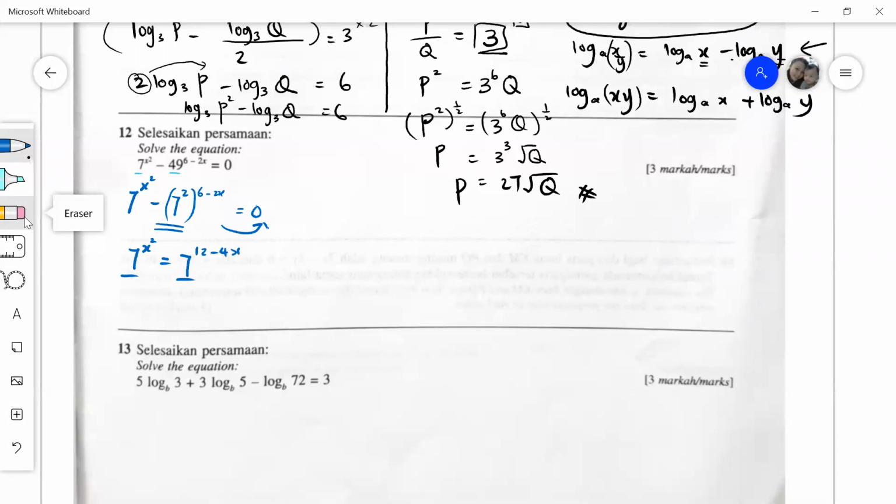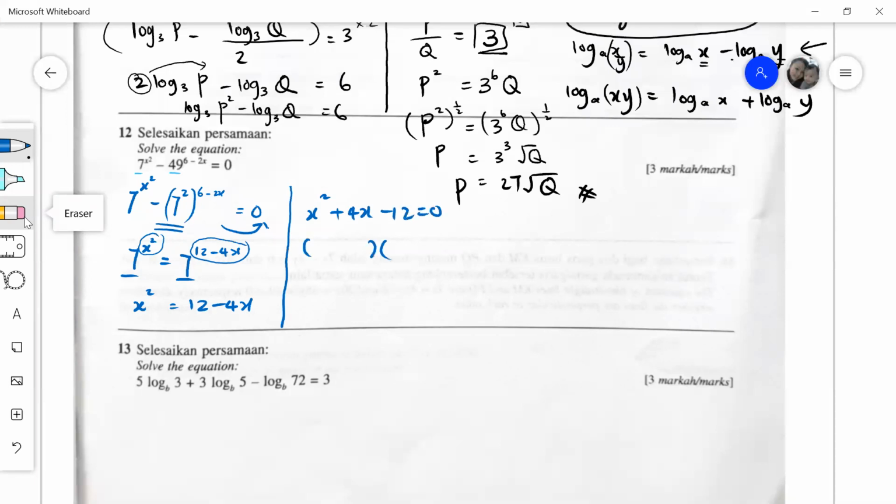Single term equals to single term. Therefore, their index must be equal. Isn't it very easy? This question is so easy. Right. So x squared equals to 12 minus 4x. You see, quadratic form. So the next thing will be quadratic equation. So x squared plus 4x minus 12 equals to 0.